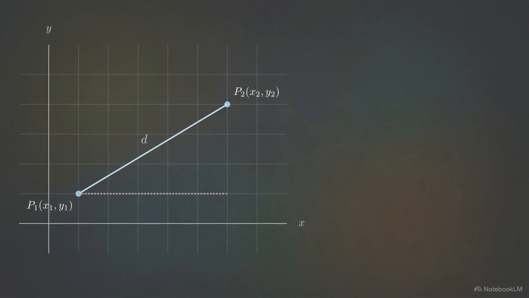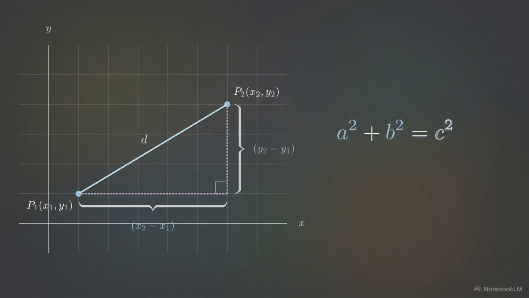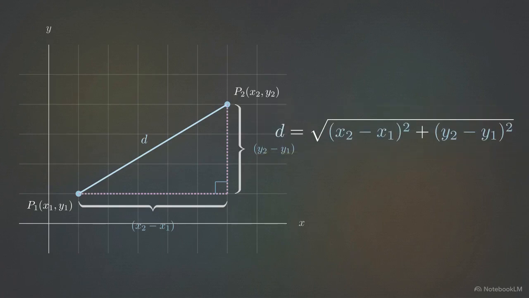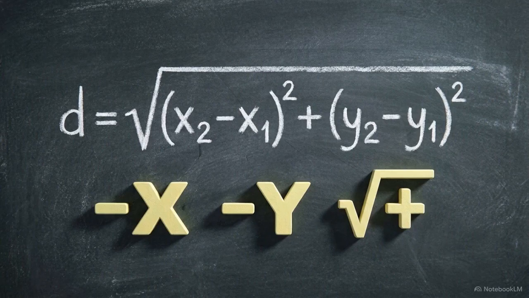Let's build a universal rule. We place two abstract points on the grid, P1 and P2. The horizontal leg of their hidden triangle is the difference in x values. The vertical leg is the difference in y values. Plugging these into the Pythagorean theorem produces the final distance formula. To execute this easily, memorize this sequence. Subtract the x's, subtract the y's, square them, add them, and take the root.